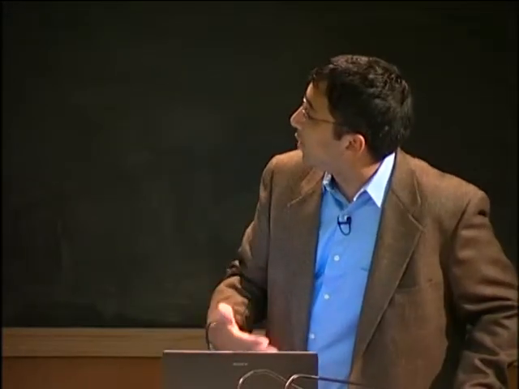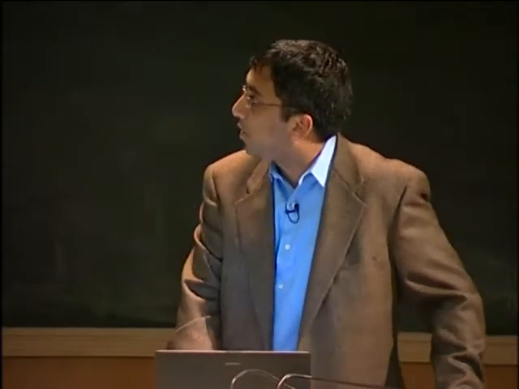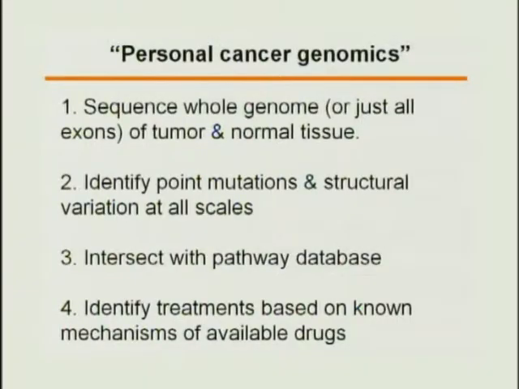And thinking about this a little further, beyond just one gene, personal genomics may be much more relevant to cancer. You can imagine a scenario in which we sequence whole genomes, or just the exons, of tumor and normal tissue in challenging patients with cancer, and identify point mutations and structural variations at all scales. So you're essentially doing CGH at the same time that you're obtaining nucleotide-level resolution on mutations, and then intersect this with what we know about cancer pathways and identify treatments that are based on the mechanisms of available drugs.